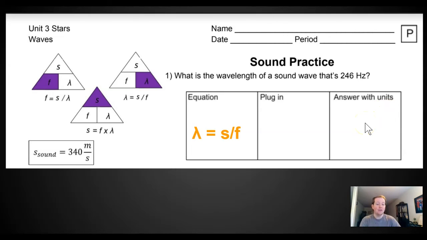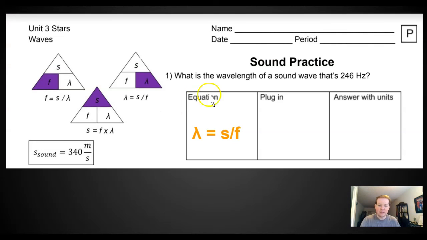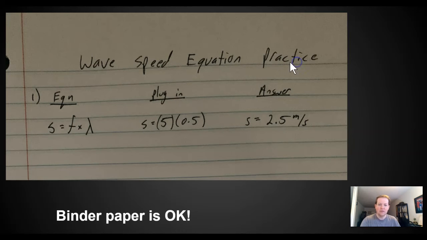And then you have another calculation question. Okay, remember, if you don't have the paper, it's okay to do it on binder paper. This was my example from before. But you could get just a piece of binder paper or a blank paper, and write Sound Practice. You could do the similar write-up. You could write lambda equals speed divided by frequency. So you don't have to print it out.